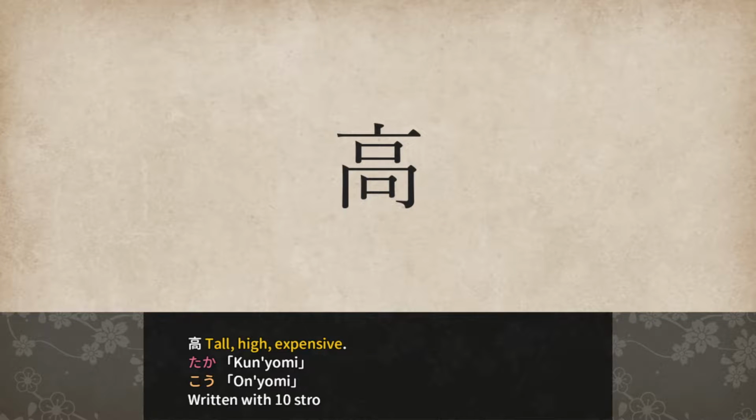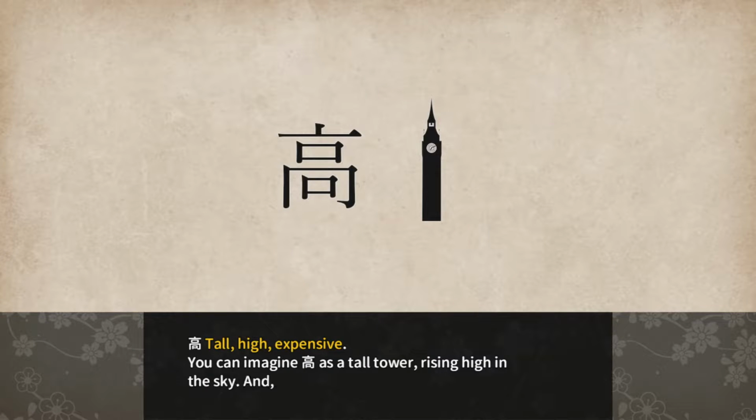Taka, Tall, high, expensive: Taka for Konyomi and Ko for Onyomi, written with 10 strokes. You can imagine Taka as a tall tower, rising high in the sky, and it was probably expensive to build.